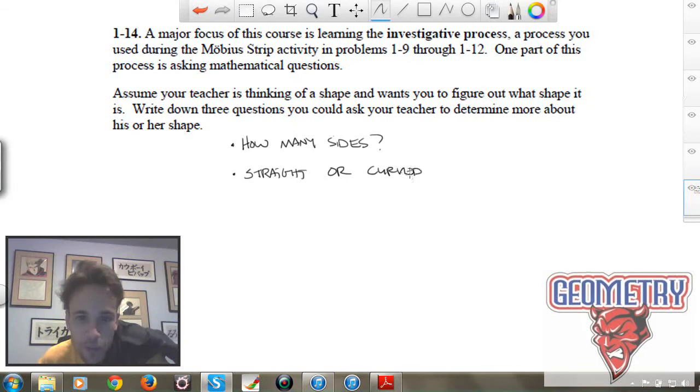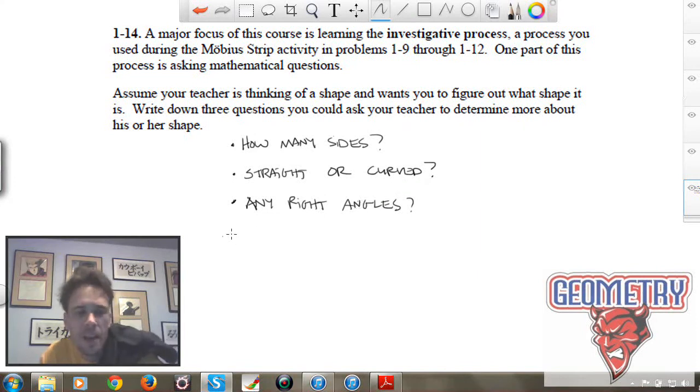And so we would know maybe if it was like a polygon or a non-polygon, is it a circle or semicircle or something like that. So how many sides, straight or curved? We could also ask something about, once we know how many sides it has, we could ask about the angles. So are there any right angles? And I think those would be 3 pretty good questions.